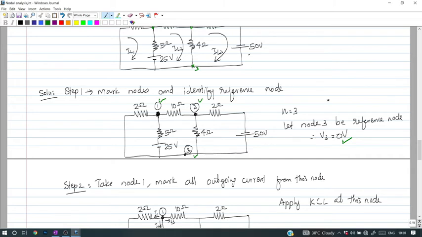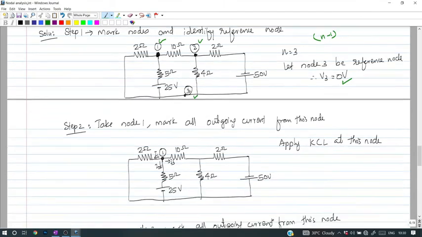How many unknown variables are there? Since n is 3 and one node is taken as the reference node, how many unknowns will be there? N minus 1 unknown voltages will be there. So we need to develop n minus 1 equations. So let's see that one. Take node 1 and mark all currents as outgoing. All currents are outgoing like this.